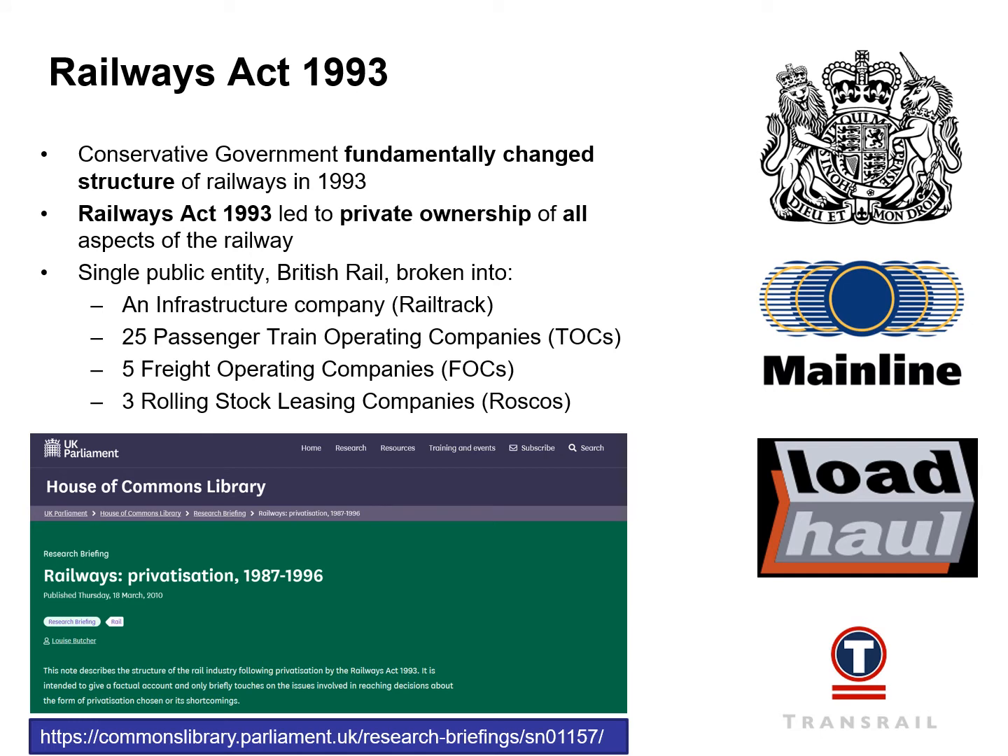So the Conservative government fundamentally changed the structure of the railways in 1993. The Railways Act of 1993 led to the private ownership of all aspects of the railway. A single public entity, British Rail, was broken into an infrastructure company known as Railtrack, and 25 passenger train operating companies or TOCs, 5 freight operating companies or FOCs, and 3 rolling stock leasing companies or ROSCOs. The House of Commons Library has got an excellent note on the privatisation of the railways from 1987 to 1996.